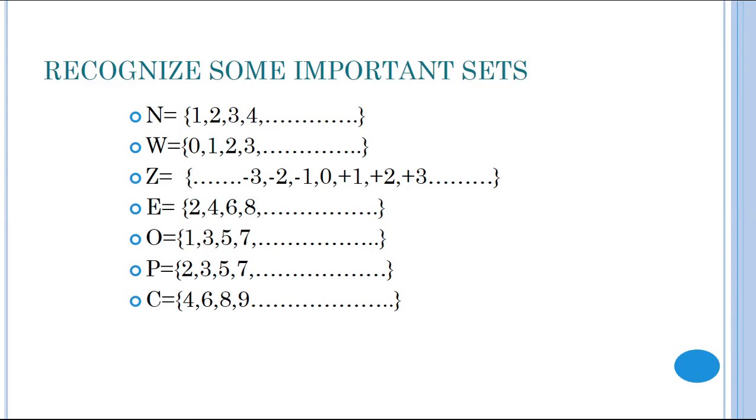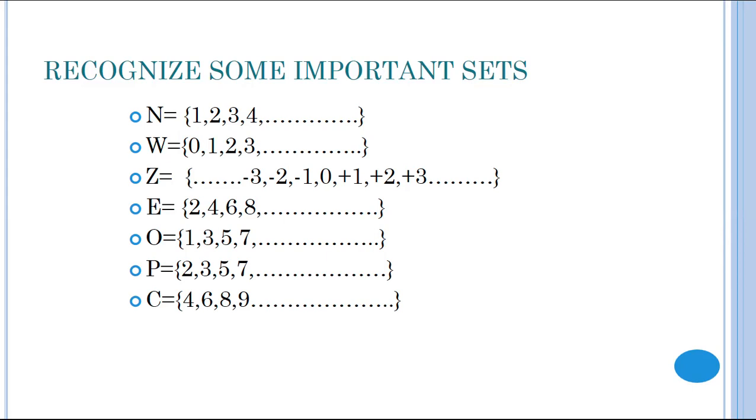Whole numbers, students, start from 0. The concept of 0 is 5 minus 5 is equal to 0, 3 minus 3 is equal to 0. So it means whole numbers start from 0, 1, 2, 3.